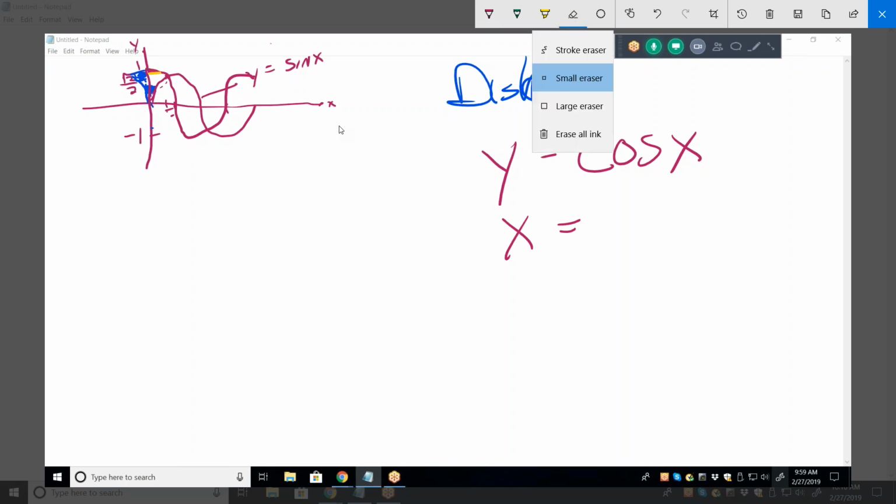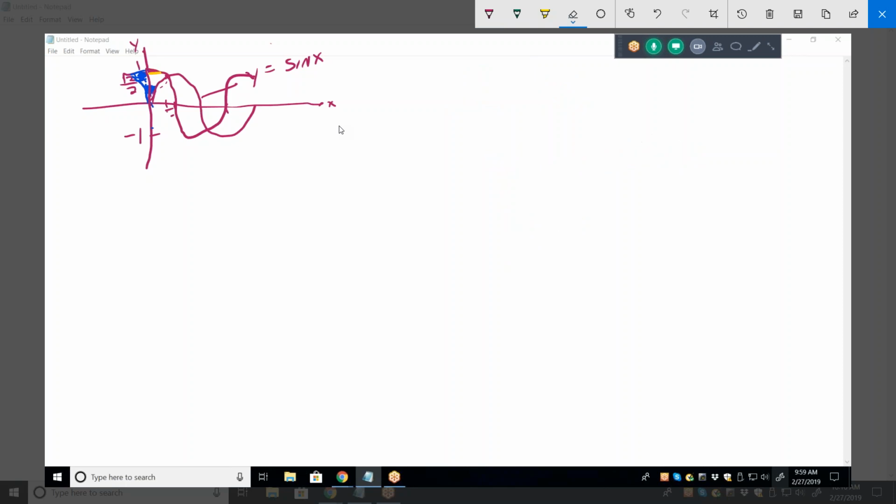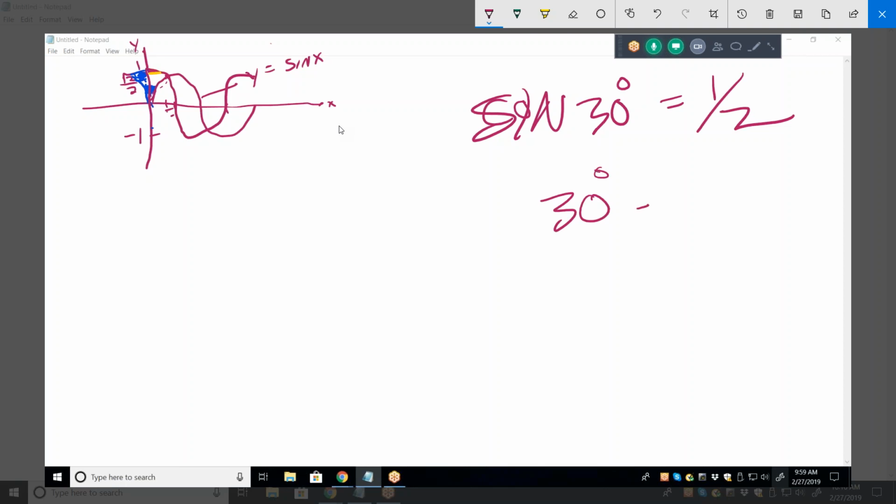Let's go back a second. If I tell you the sine of 30 degrees equals 1/2, then how do you solve for 30 degrees? What's 30 degrees equal? 30 degrees equals pi over 6. The inverse sine of 1/2.